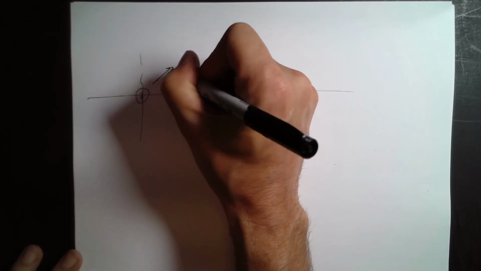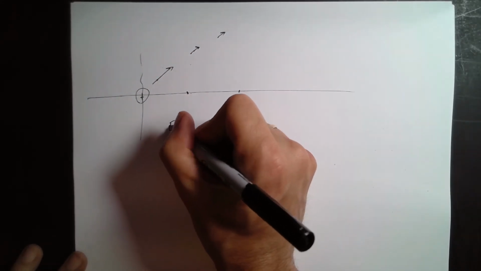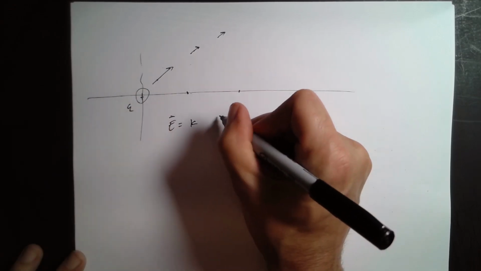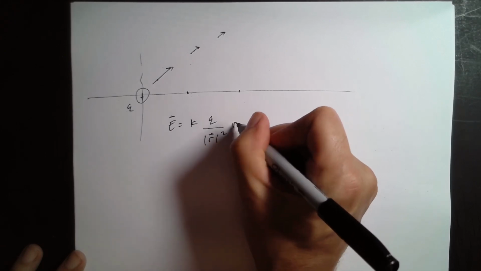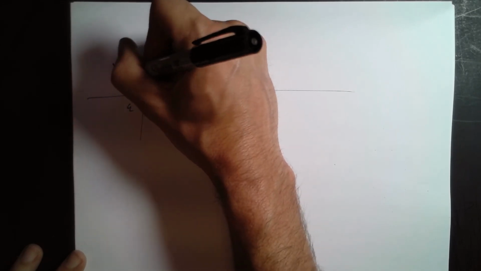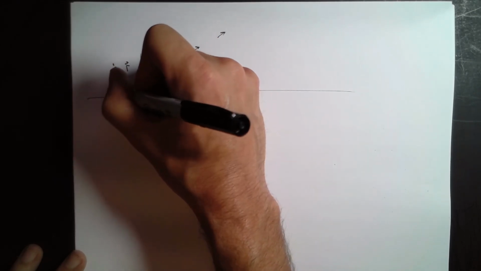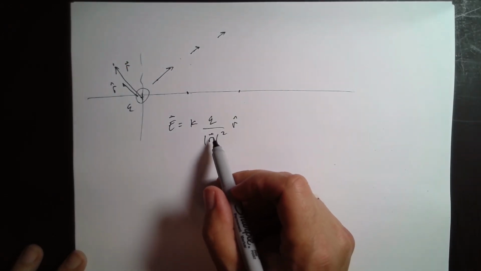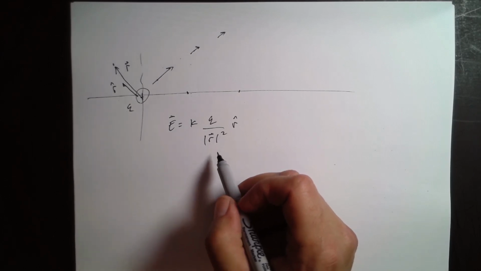Because as I get further away, the electric field decreases. The value of the electric field due to a point charge Q is k times Q over the magnitude of r squared, r hat. So if this is some location over here, and that's the vector r, and that's the vector r hat, then that would be my value of the electric field. It points away from the charge if it's positive, and it decreases with distance squared.